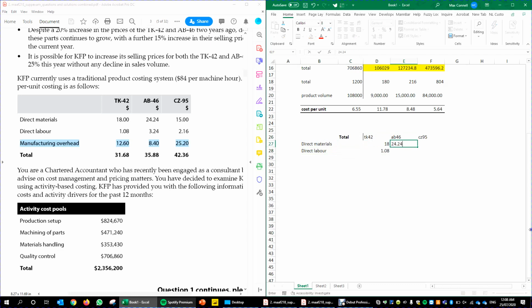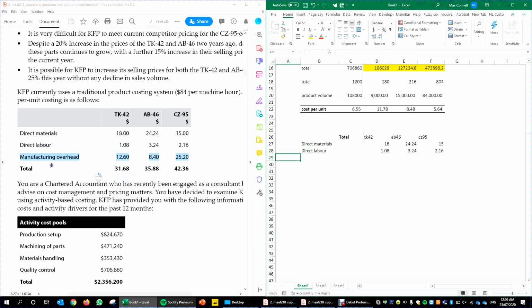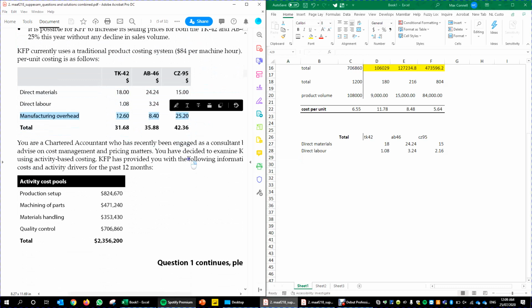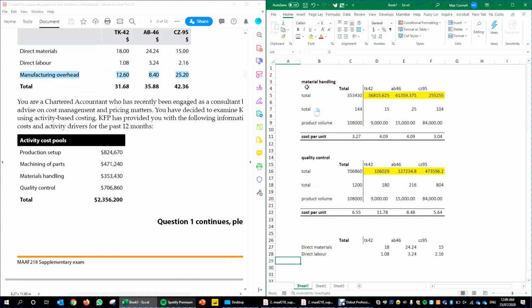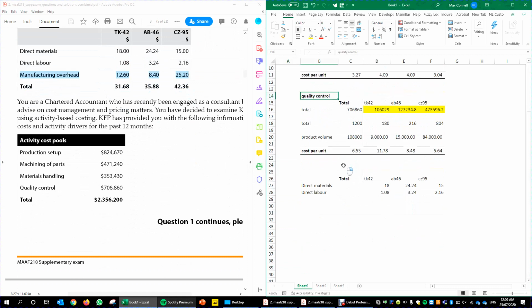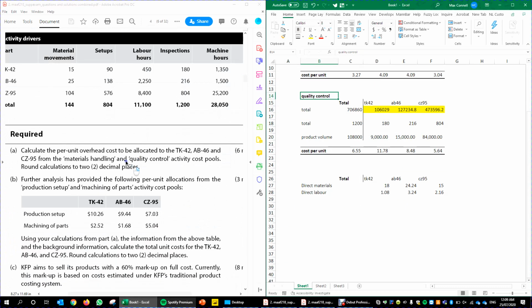For these other ones, I'm just going to copy in the number that we've got in the table already. 2.16. Okay. It's really when we get to manufacturing overhead that we actually have to think about what the number is going to be, because we're not going to use this. We're going to use our new calculated numbers. So the first thing is, we figured out what our material handling and quality control costs were already from part A. And they've actually taught us in the question to use that information. So let's put in material handling and quality control as our next two costs.